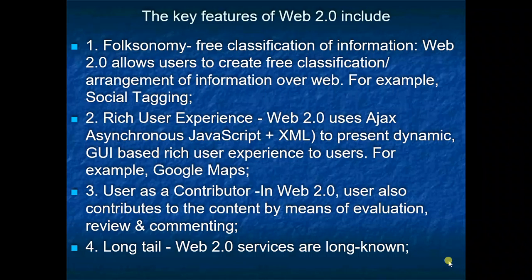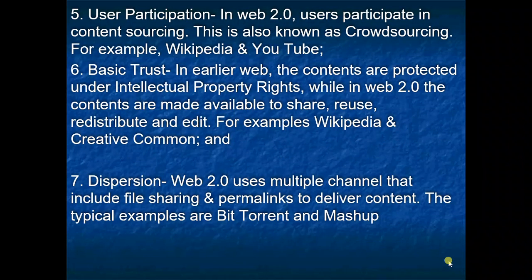And the phenomenon of long tail means we get information on similar topics when we search something on the internet. For example, if we search on Amazon, it gives us suggestions of similar documents or similar products, whatever we have searched. If it is books, we will get similar kinds of books. Similarly, when we do online shopping, we get similar products in the long tail phenomenon. Then the next characteristic is user participation. Web 2.0 users participate in content sourcing. This is known as crowdsourcing. It is the same way as it is done in Wikipedia and YouTube.